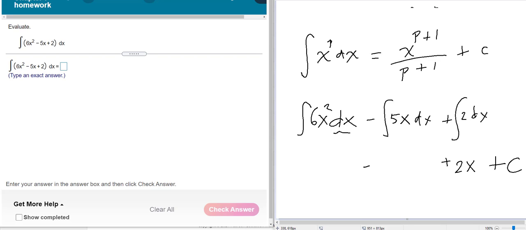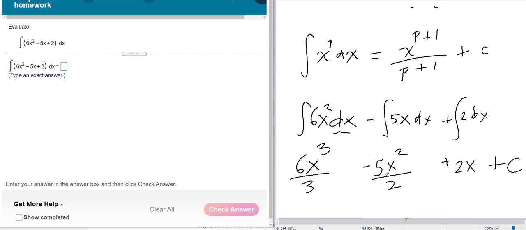This one is a power. Now that 5 is just going to come down. You're going to add 1 to the power, and then you're going to divide by that. So that's negative 5 over 2 x squared. And this one's going to be add 1 to the power 3 and divide by that 3.